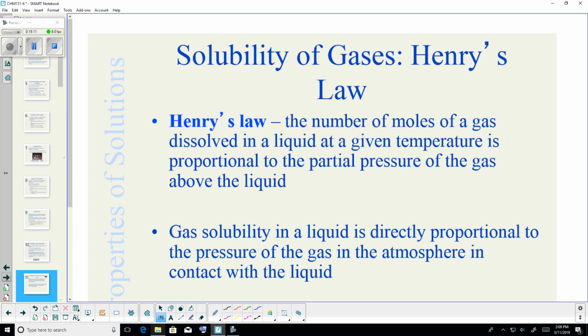What about gases? Henry's law. The number of moles of a gas dissolved in a liquid at a given temperature is proportional to the partial pressure of the gas above the liquid. What does that mean? That means the more you push on the gas, the more you can force it into the solution. So the gas solubility in the liquid is directly proportional to the pressure of the gas in the atmosphere in contact with the liquid.